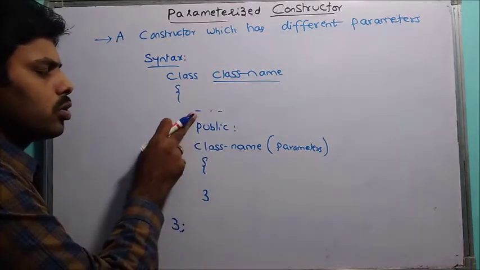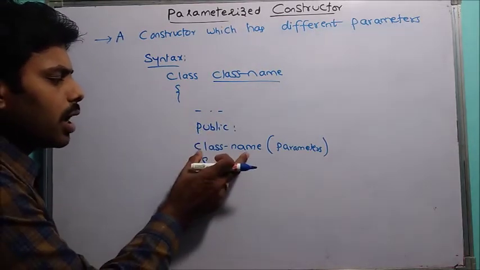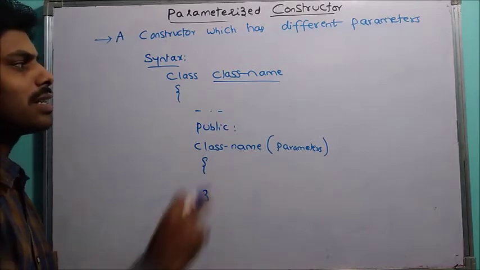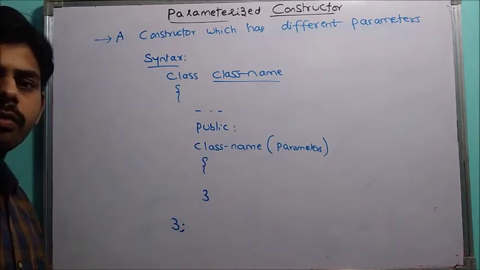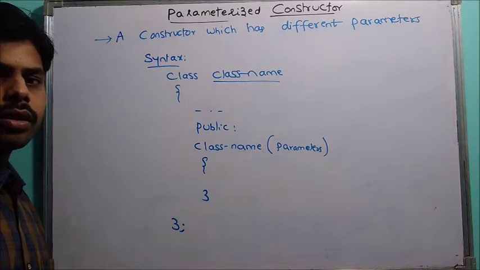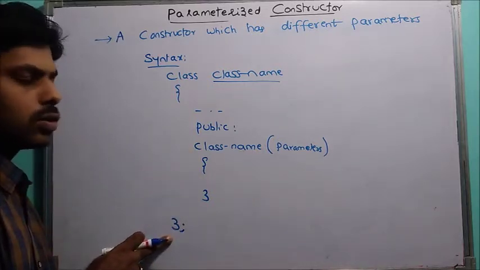Class name. Some private data or protected data, anything. In the public part, I am declaring and defining my constructor function, which is the same as the class name, with parameters. The parameters may be one parameter, two parameters, or three parameters, and so on. And the definition of the constructor, then the class closes.